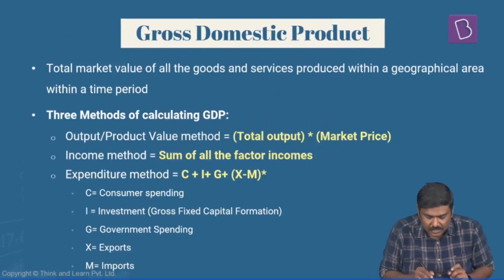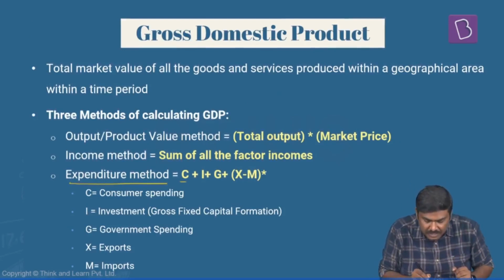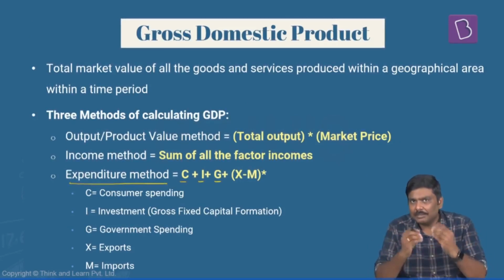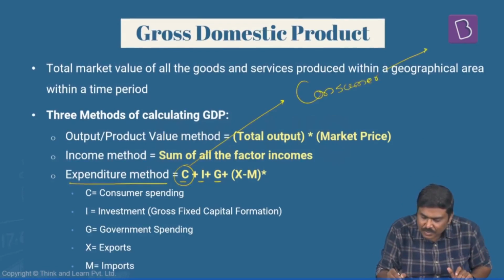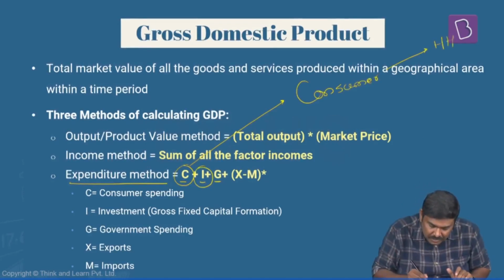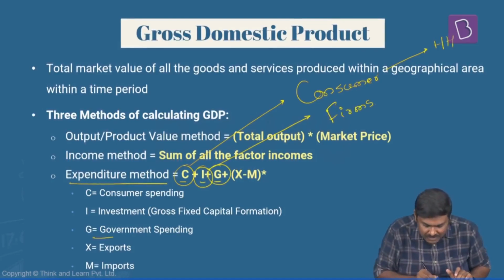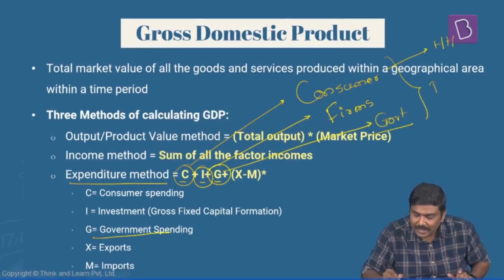Have a look at this. The expenditure method formula for GDP calculation is C plus I plus G plus within the bracket X minus M. Let me elaborate on this. C represents the expenditure done by the consumers, that is basically households. I represents the investment expenditure done by the companies or firms. And finally, G represents the expenditure done by the government. So this will give me what? Total expenditure done in India.